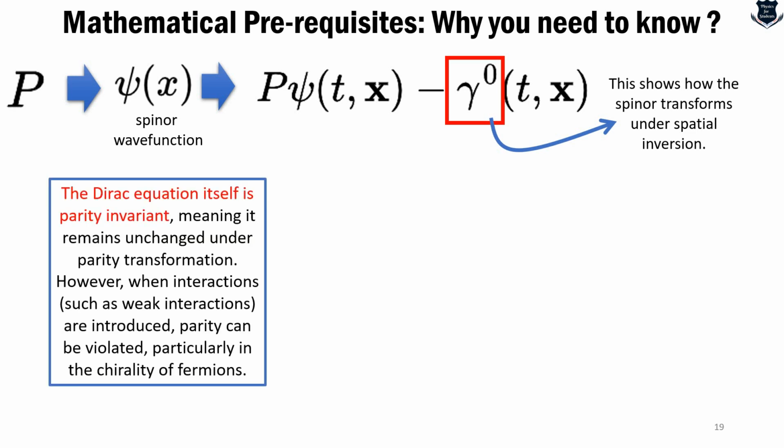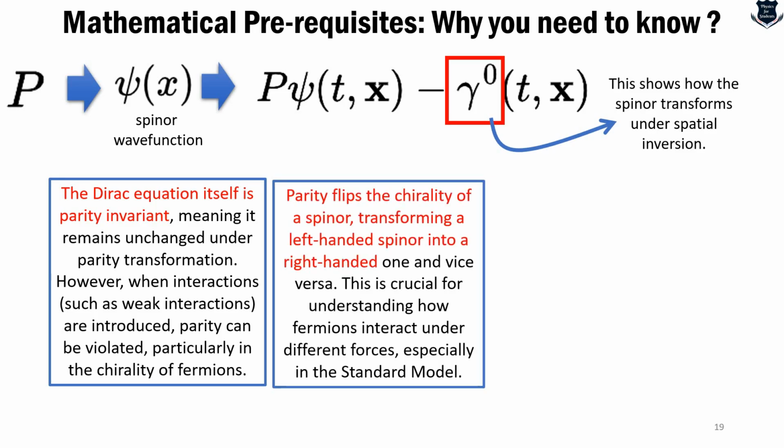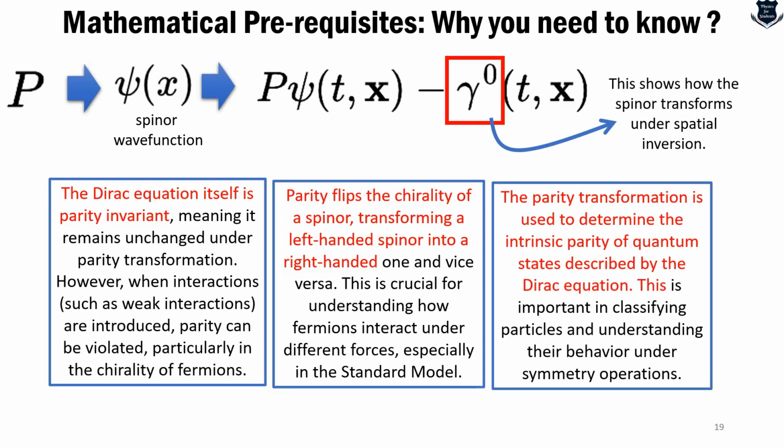And remember, because the Dirac equation itself is parity invariant, that means it doesn't change under parity transformation. We need to understand this. And parity actually flips the chirality of a spinor, and it transforms a left-handed spinor into a right-handed spinor. This is truly important. And this parity transformation helps us to determine the intrinsic parity of the quantum states, which are described by the Dirac equation.